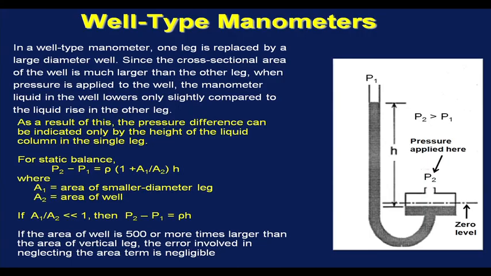In fact, if the area of the well is 500 or more times larger than the area of the vertical leg, the error involved in neglecting the area term is so small that it can be safely neglected. You can see from the schematic that the liquid lowers only by this much in the well, but the liquid rise in the other leg is huge.